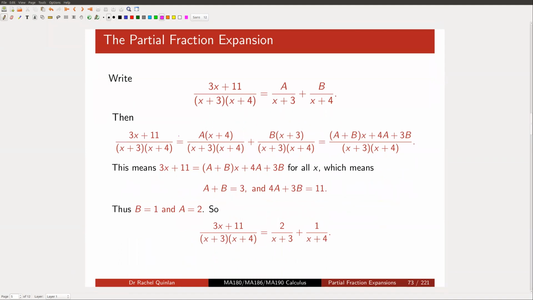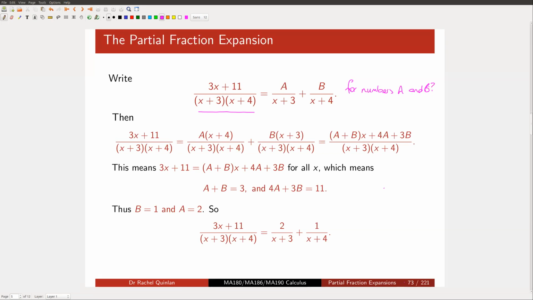The partial fraction expansion is the name given to the technique of taking an expression like the one on the left here and writing it as a sum of fractions which have the separate factors in the denominator as their individual denominators. So the question is, can we take 3x plus 11 divided by x plus 3 times x plus 4 and rewrite it as some number a over x plus 3 plus some number b over x plus 4? Here I want a and b to be constants. Is that always possible? Can we find these a and b?